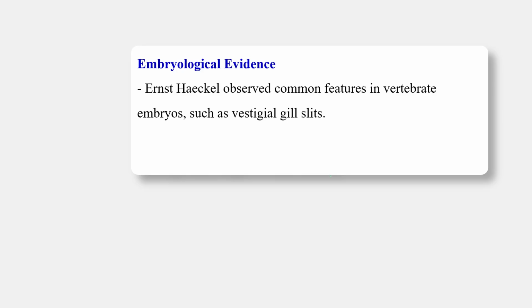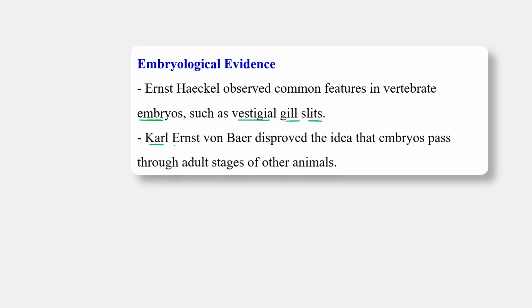Embryological evidence is also there. One scientist, Ernst Haeckel, observed some common features present in vertebrate embryos, such as vestigial gill slits. But another scientist, Karl Ernst von Baer, disapproved of this idea, that the embryo passes through the adult stage of other animals. This is not possible. But these are the two main observations mentioned in your book, so we have to learn this.